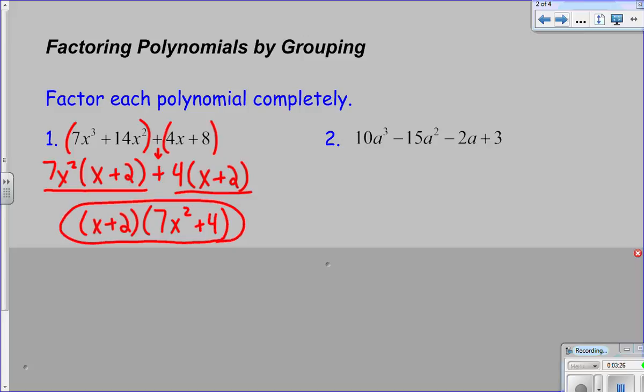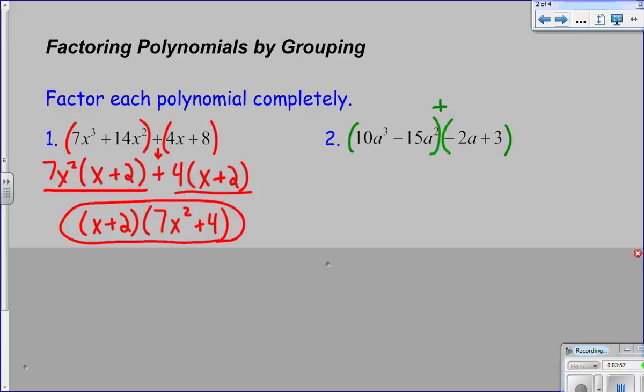Let's look at the second example and again try to use the grouping method. Of these 4 terms, there are no common factors besides 1. So we'll make our two groups in parentheses, and we have to be careful with this negative sign in front of the 2a. We want to make sure that we include that negative sign inside the parentheses, so I'm going to make it plus the negative 2a plus 3. That way I don't get that confused.